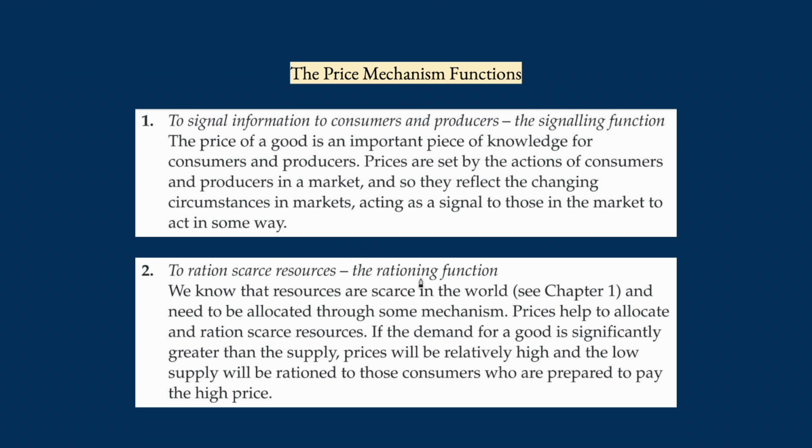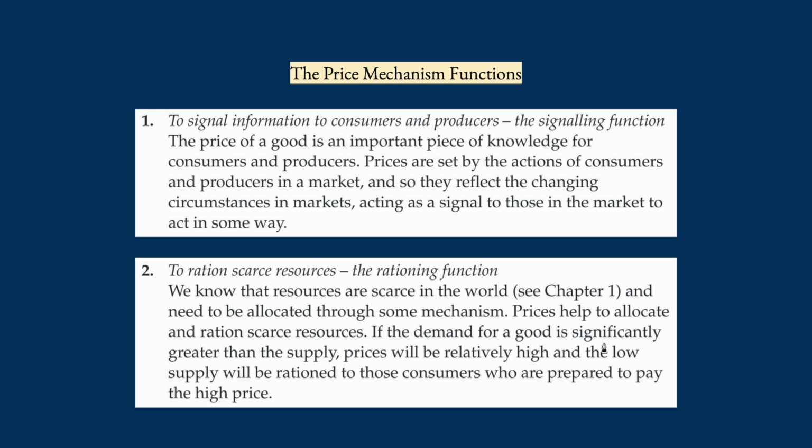The second function is going to be the rationing function, to ration scarce resources. So let's read it. We know that resources are scarce in the world. Remember from 1.1, the world is finite, resources are finite, nothing is indefinite. And they need to be allocated through some mechanism, hence we usually have planned or free market economies. And this is where price comes in. Prices help to allocate and ration scarce resources.